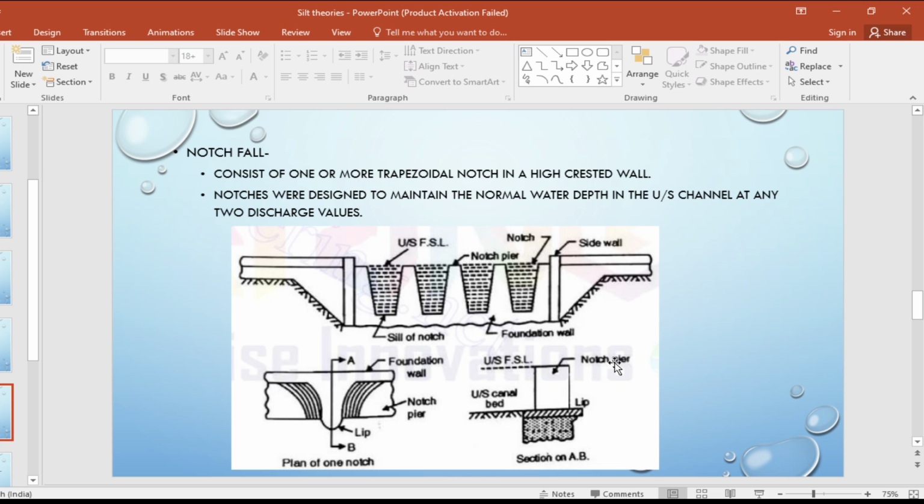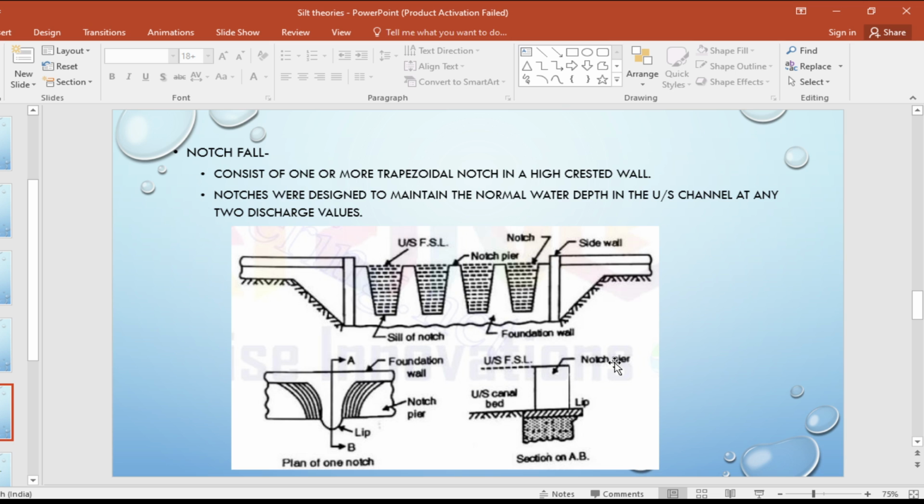मतलब जहाँ पे भी हम आपका फॉल की डाउनस्ट्रीम है वहाँ पे सरप्लस एनर्जी जो वाटर लीव कर रहा है उसकी सरप्लस एनर्जी डिस्ट्रॉय की जाती है. दैट स्ट्रक्चर इज सिस्टर्न. ओके. वो सर्टन डेप्थ होती है जो हम लोग प्रोवाइड करते हैं. नाउ कमिंग टुवर्ड्स द नॉच फॉल.